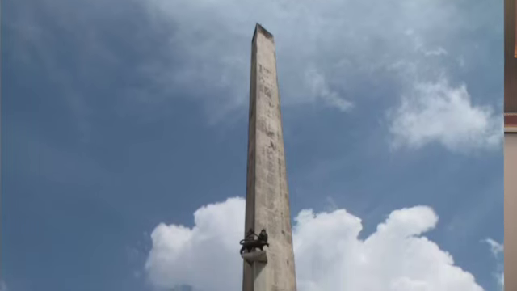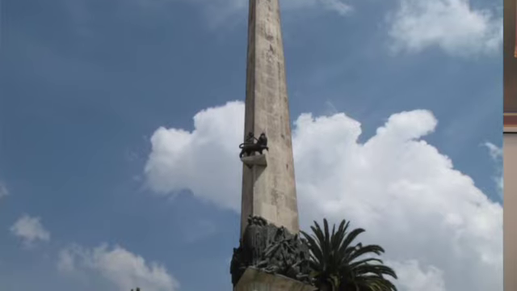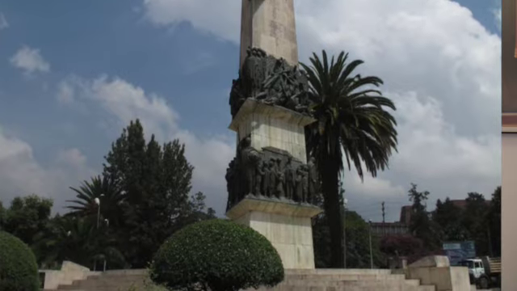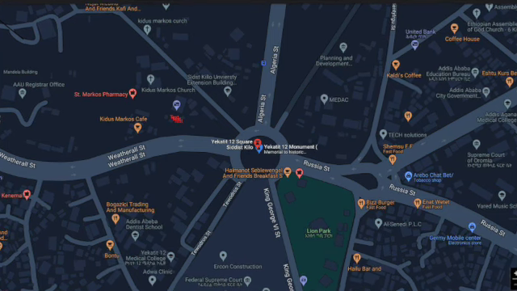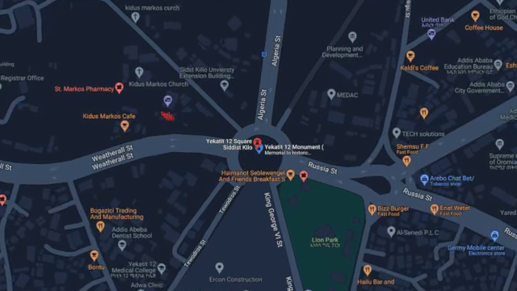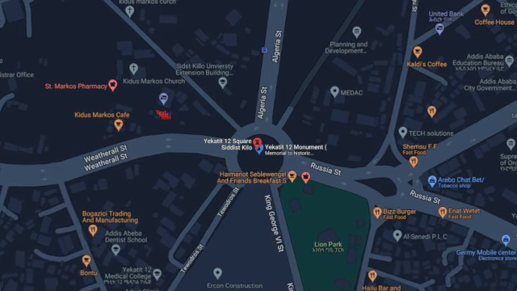The Yekatit 12 monument, as you will have seen in my episode, and which you see here, is a tall white obelisk with bronze reliefs going around it depicting scenes from the massacre and from the ceremonies that followed the liberation, in which the victims of the massacre were honored. It stands in the middle of Yekatit 12 Square, which is the official name of the square, but it is more regularly and informally referred to as Siddist Kilo Square. Siddist means six, which refers to the 6 roads that feed into the roundabout square.